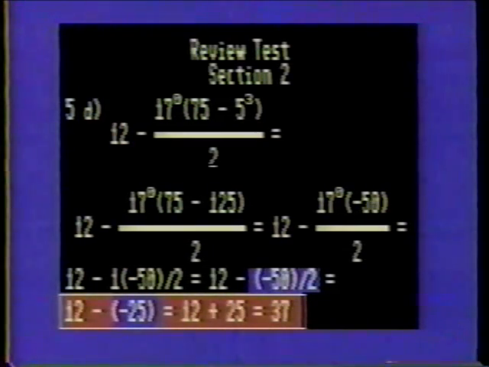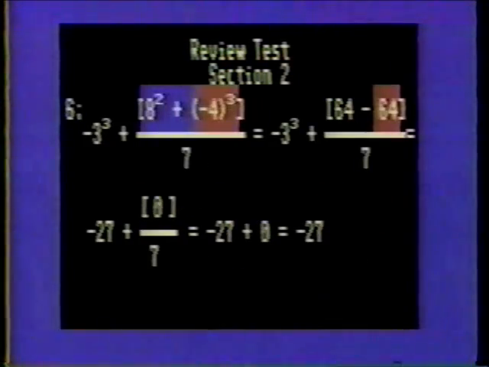The equation is now 12 minus negative 25. Remember, minus and minus is a positive. Thus, minus negative 25 is plus 25. The equation is now 12 plus 25, which is 37.